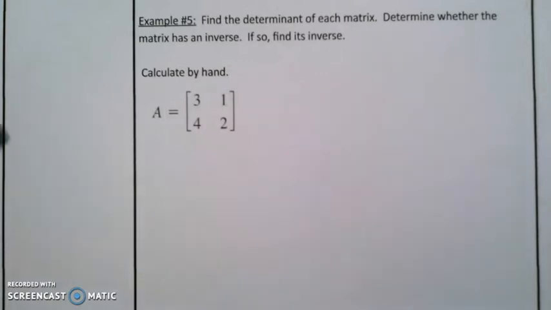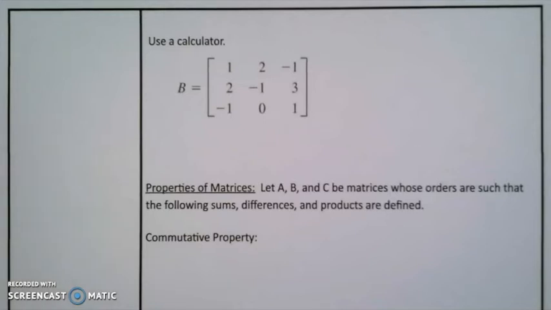Example 5 is very similar to example 4. First, you're going to find the determinant, and then if there is a determinant, you can go back to the previous page and see the formula for finding the inverse. So go ahead and find the determinant, and then if the determinant is not 0, find the inverse for example 5. All right, on the next page, we're looking at another square matrix, and we still want to find the determinant, and if there's a determinant, to find the inverse, okay?